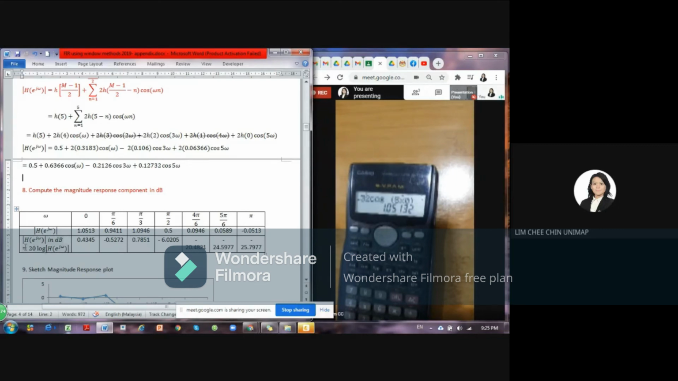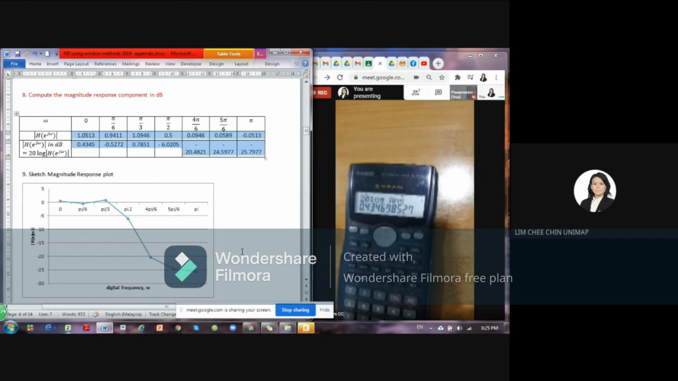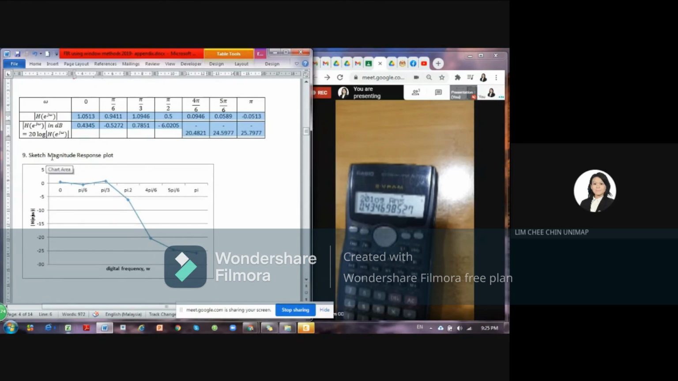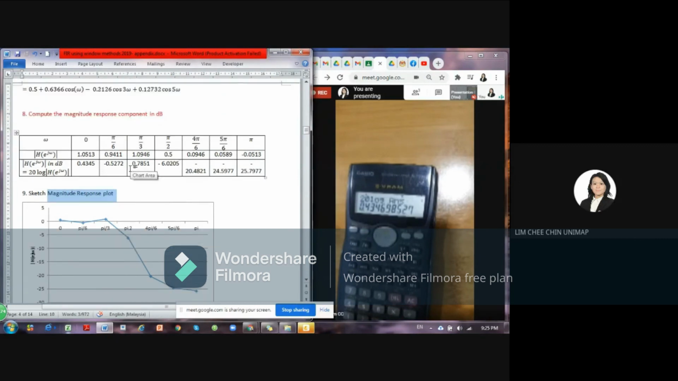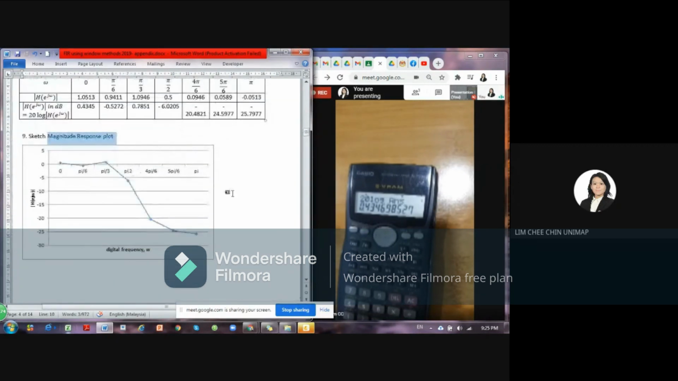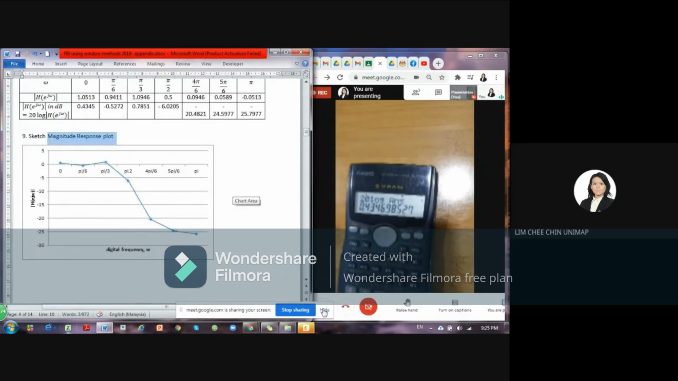Then you also repeat for below. Below you will use this value, 20 log your answer. So you'll get 0.43469, so you get this one, 0.4345 or 46. So you repeat to calculate all these, and then you sketch the diagram for the magnitude response plot. Okay, then done for this question. Thank you.